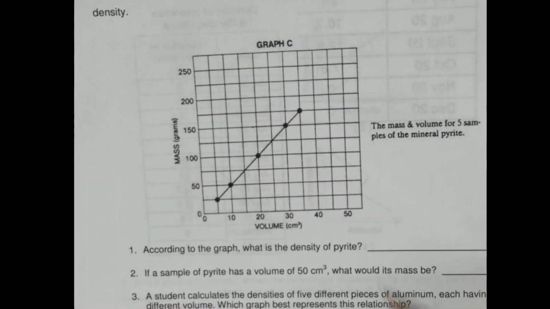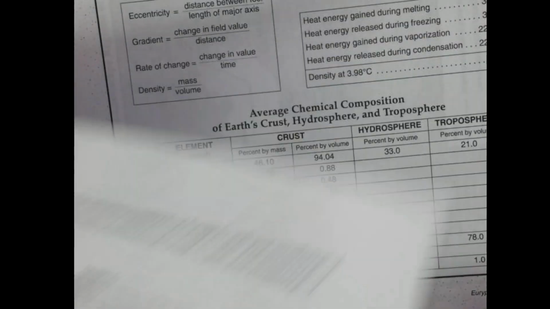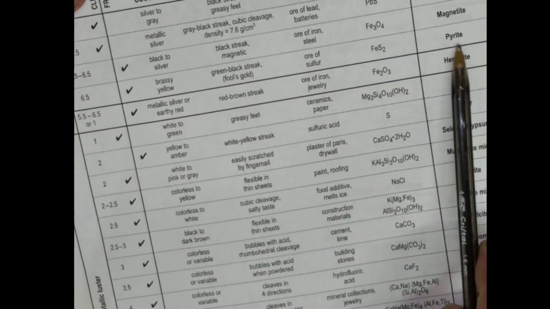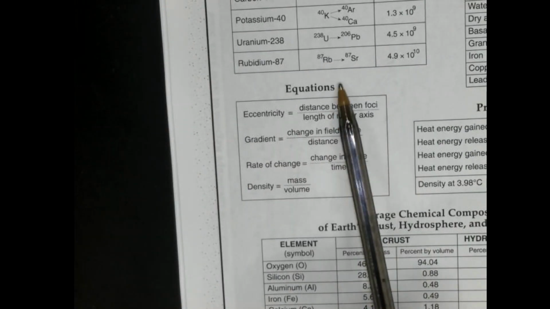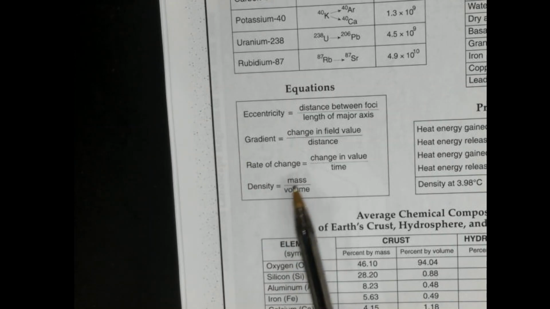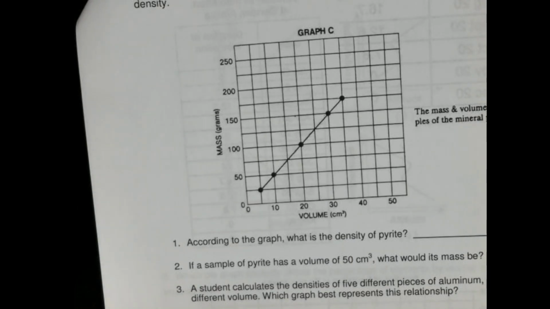Part C, we have a graph here that shows mass and volume for 5 samples of the mineral pyrite. Pyrite, on the back page of your Earth Science reference table, you can see is a mineral. And it's made of quite a lot of iron. So it's relatively heavy for its size, meaning it's relatively dense. And what we're looking at here is density. Now, to calculate density, we can go to our equations. We can find density. Density equals mass divided by volume. And we could use this formula to help interpret this chart.